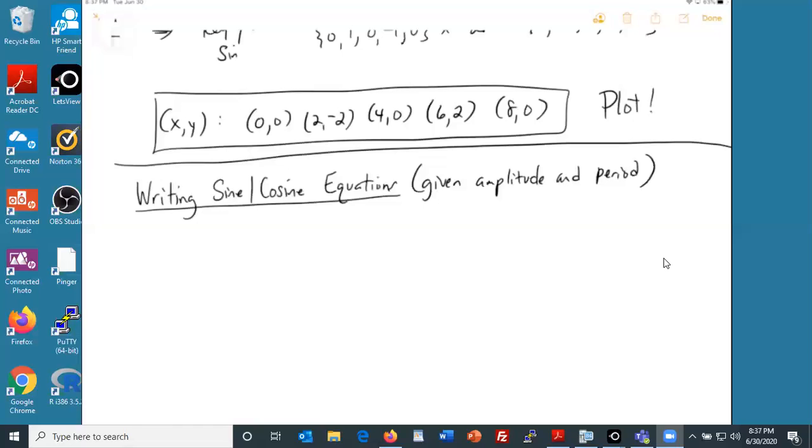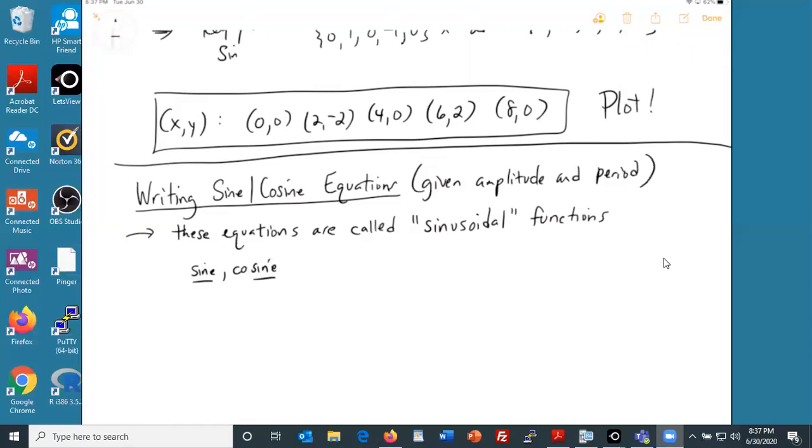First, these types of equations have a special name. Sine and cosine equations are sometimes called sinusoidal functions. That's a really strange word, sinusoidal. But it kind of sounds like you're saying sine at the beginning, like sine and cosine. Now, the word sine and cosine, notice there's a sine in cosine.